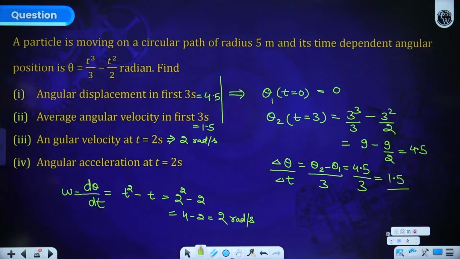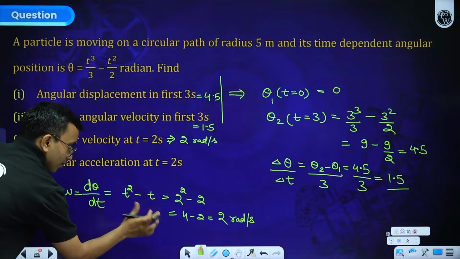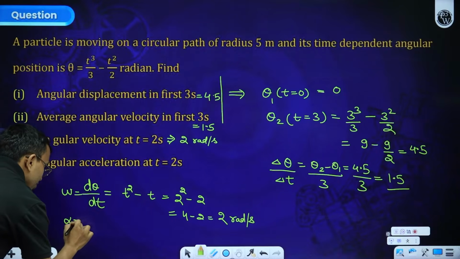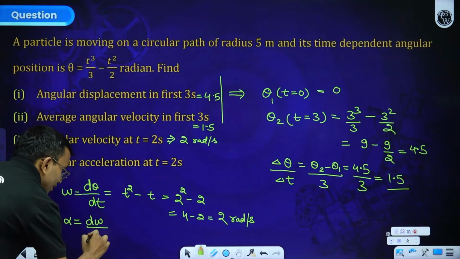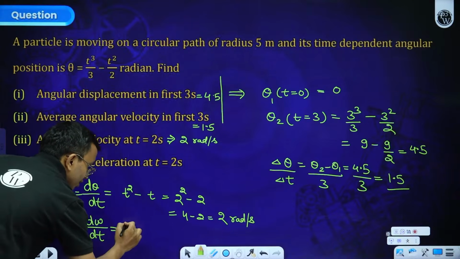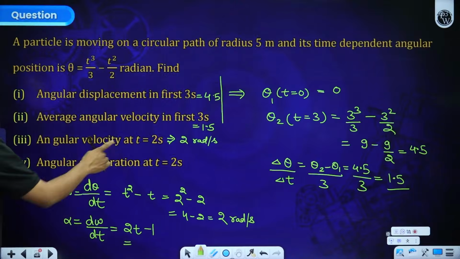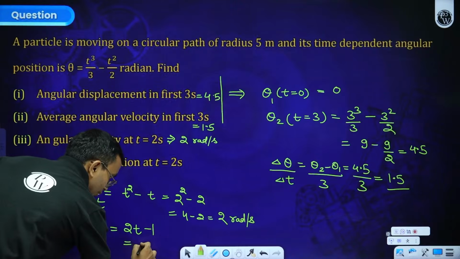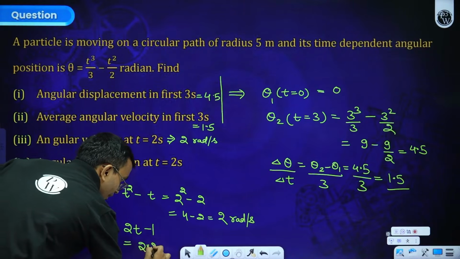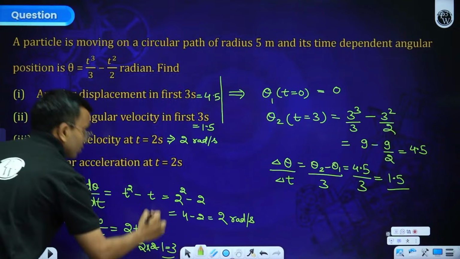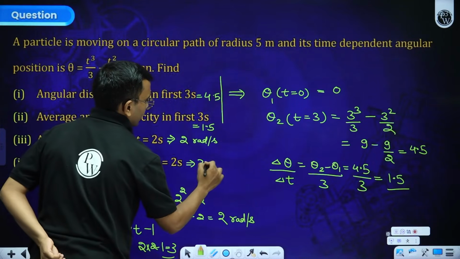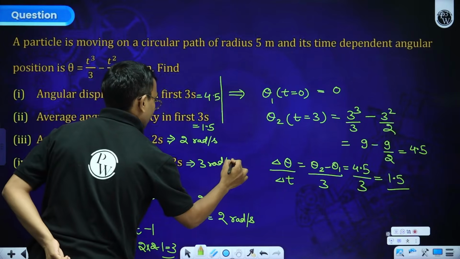Then angular acceleration, you need. This is the angular velocity. Differentiate that. Alpha is equal to d omega by dt. If you differentiate it, 2t minus 1. Now what is t? 2 seconds. Put it here: 2 into 2 is 4, minus 1, 3. So this is 3 radian per second square.